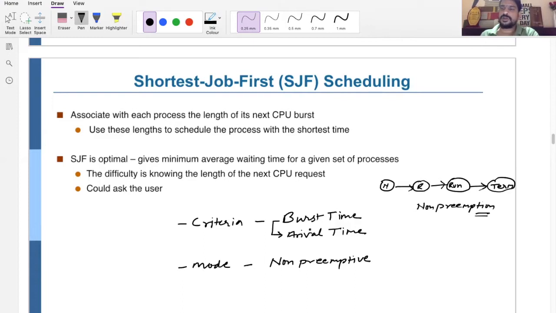So we'll follow the non-preemptive way of scheduling in shortest job first also. But the criteria to choose which process will go next is burst time. If burst time is the same for the shortest jobs available, then we have to look at the arrival time. So the arrival time is working as a tiebreaker.